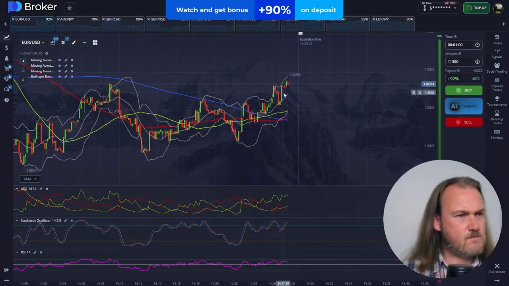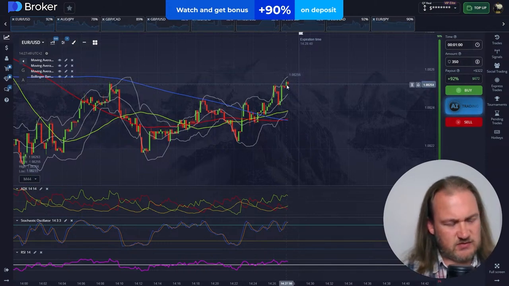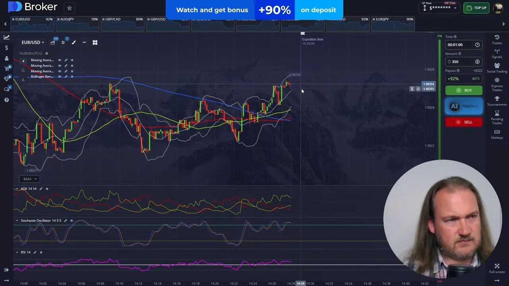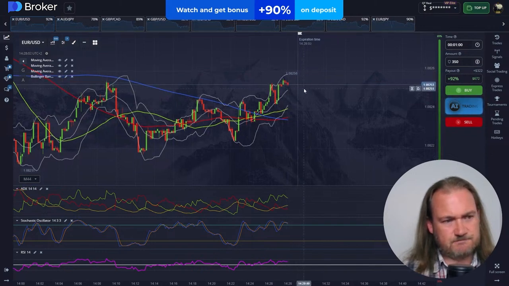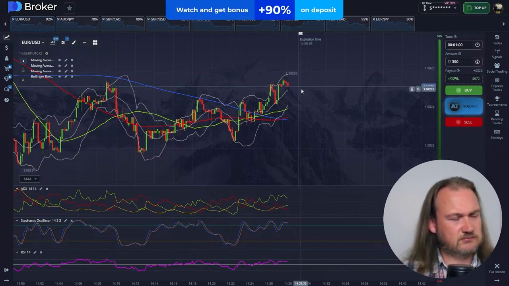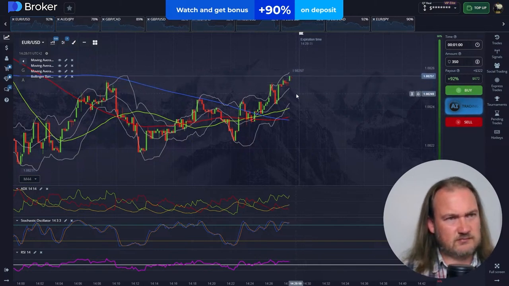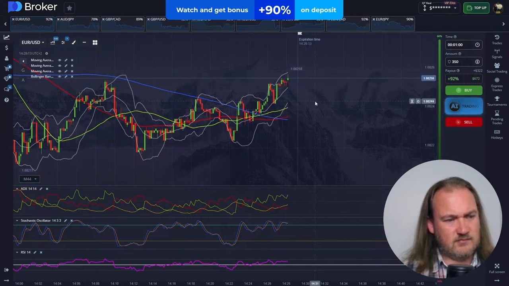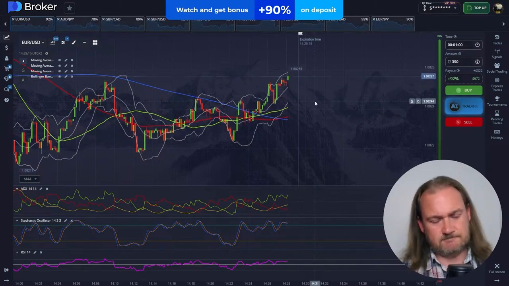Let's see. It looks like we've got some divergence setting up here. Bearish divergence, mind you. Although we did have some bullish divergence here on the middle line as well. Let's see what happens. It hasn't formed yet. And there's the reason we wait.